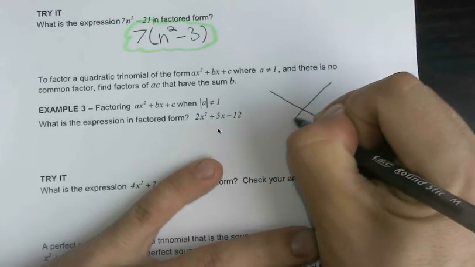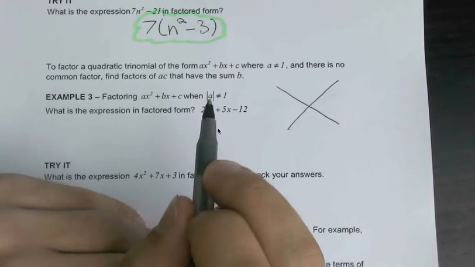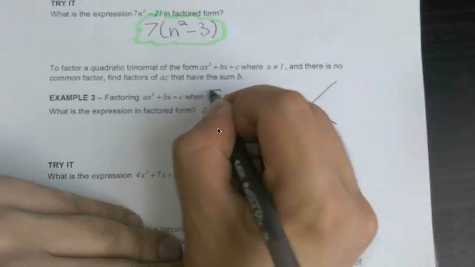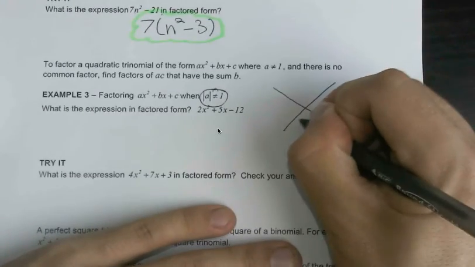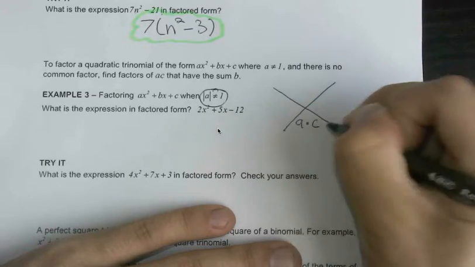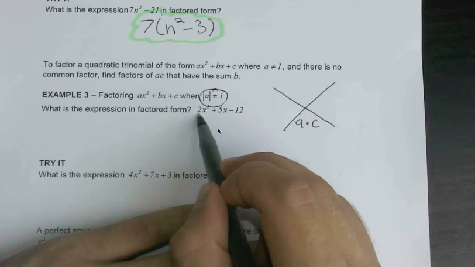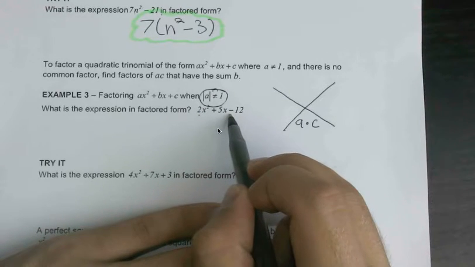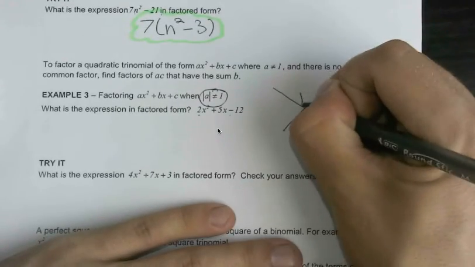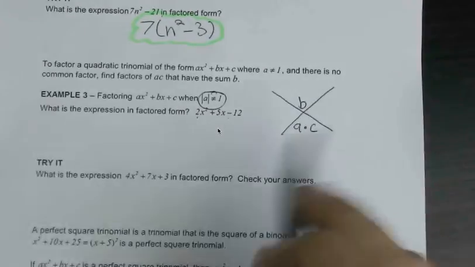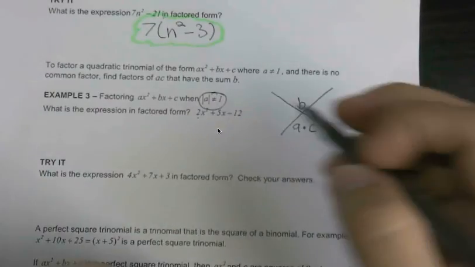And what's different about this, since a is no longer equal to 1, this is really crucial. So please take note of this. Our a coefficient's no longer 1, so diamond method is modified here, where now we take the product of a and c. So we take the product of our a coefficient, 2, and our c coefficient, or constant in this case, negative 12. And we still keep our b term there. Factors are going to go on the left side and the right side. So for this one, I'll redraw this.